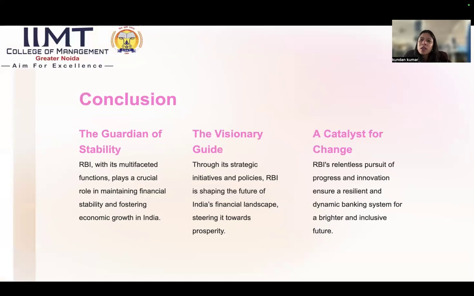Last one is conclusion. Before going to the conclusion, I would like to add one more head about Reserve Bank of India, that is its structure and composition. Affairs of the Reserve Bank of India are regulated by a central board of directors elected by the Indian government according to the Reserve Bank of India Act 1934.